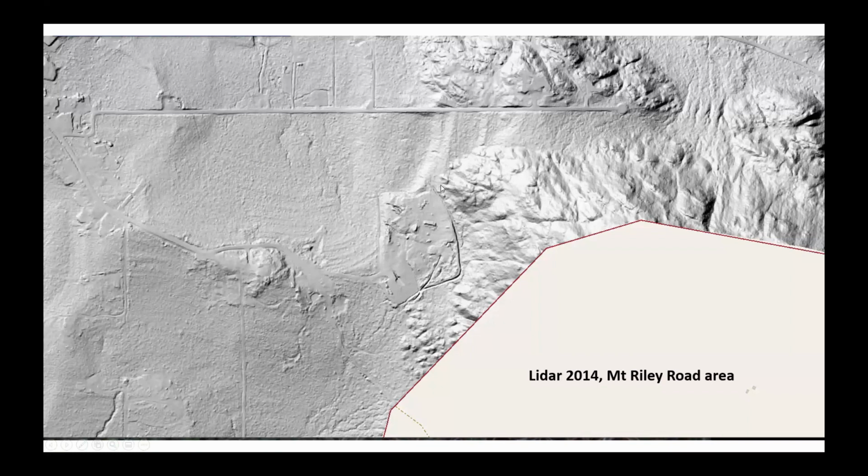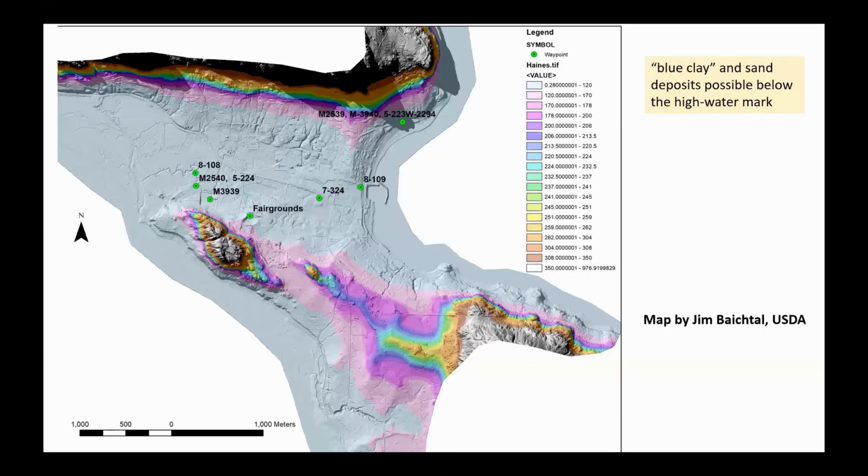So we know that, and this is about 350 feet. So we know that everything in town that is below 350 feet elevation now used to be underwater and may have sand and gravel and clay.